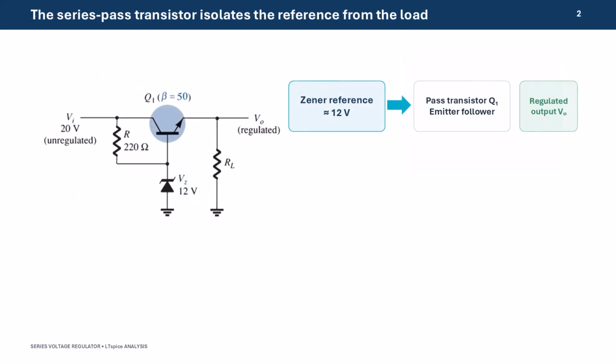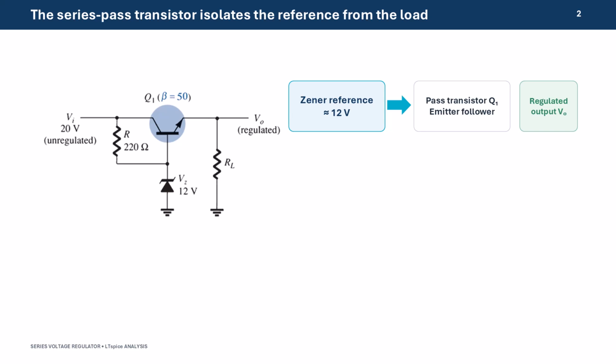Follow the circuit from left to right. The unregulated supply feeds the Zener node through the 220 ohm resistor. The Zener diode holds this node close to 12 volts. Transistor Q1 is connected as an emitter follower, so the emitter output is about 1 base emitter drop below the base voltage. The resistor current divides into Zener current and base current.